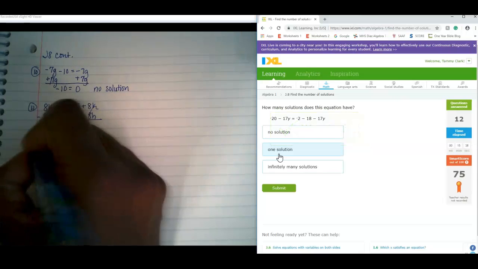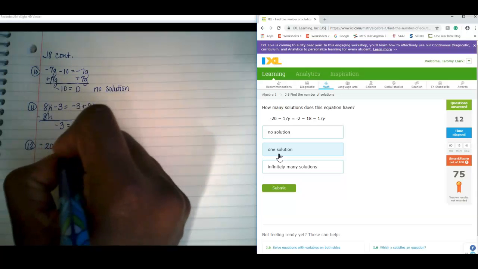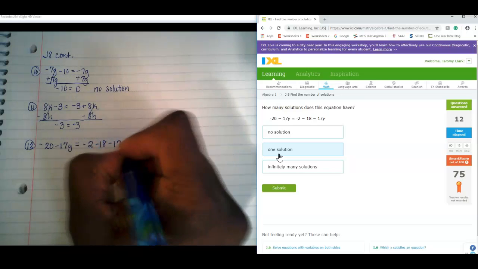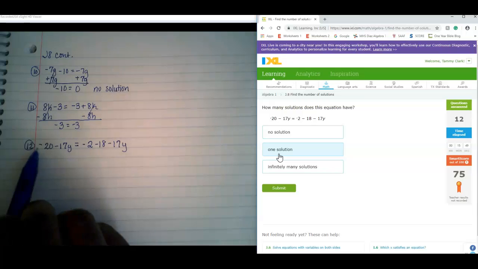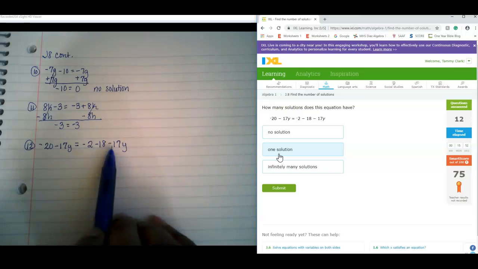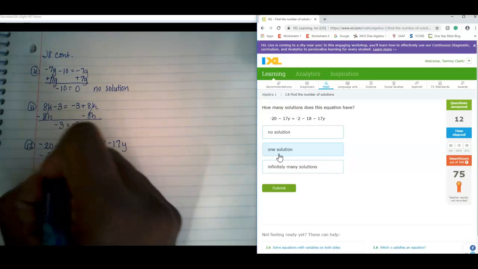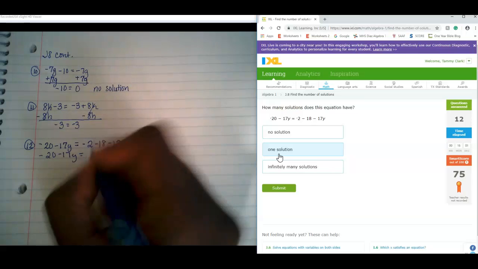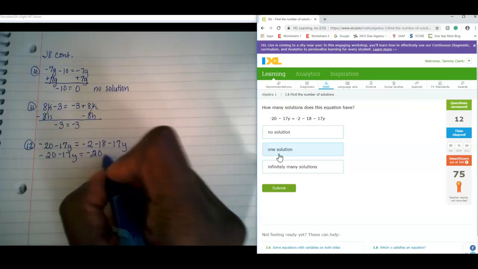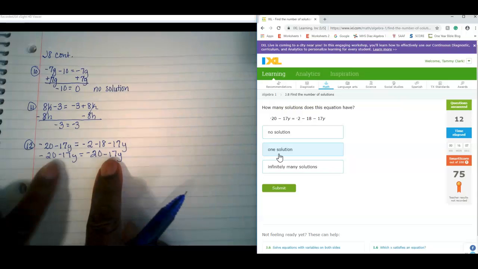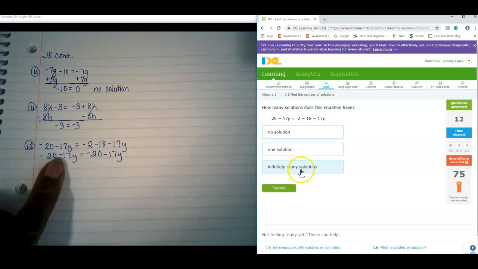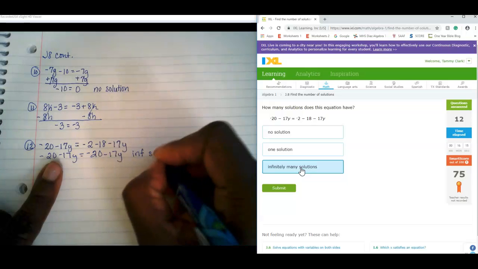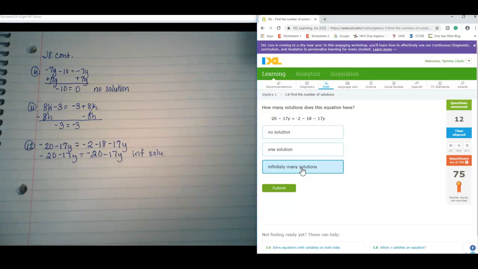Number 12, negative 20 minus 17y is equal to negative 2 minus 18 minus 17y. So if you look at this, let's look at the right side. Let's simplify that. We have negative 2 minus 18. They're on the same team, so let's just add them together. So we have negative 20 minus 17y. They're exactly the same. So this would be infinitely many solutions. We don't even need to continue to solve it, because no matter what we do, everything is going to be the same.